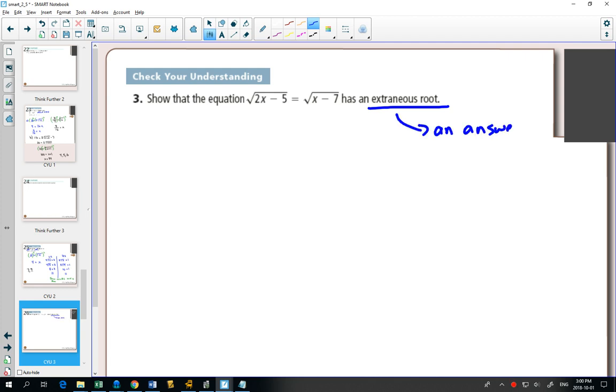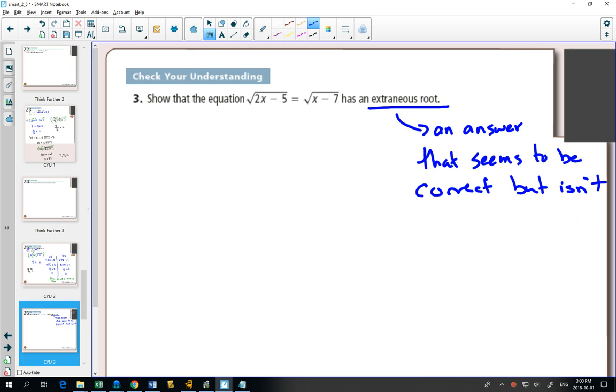Best way to describe it, it's an answer that seems to be correct, but isn't. Don't say this is like my entire test. Okay? So an answer that seems to be right, but upon further checking, it isn't. Now this can sometimes happen in radicals because you square both sides.